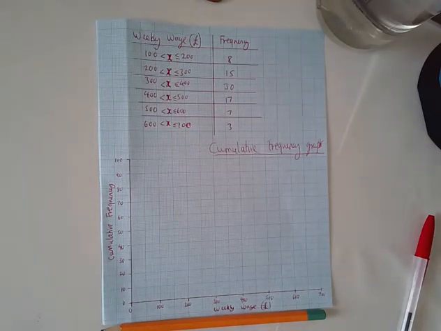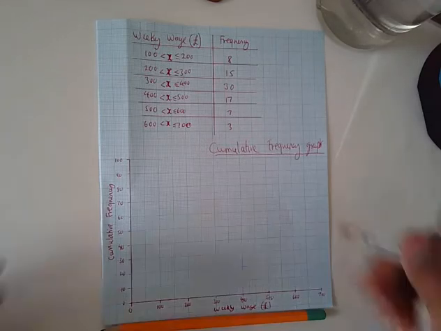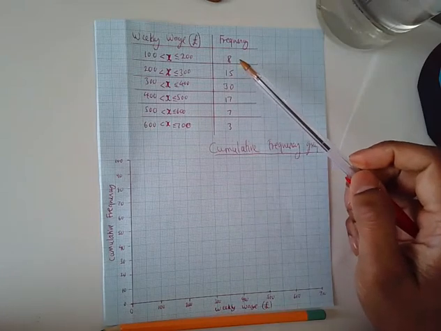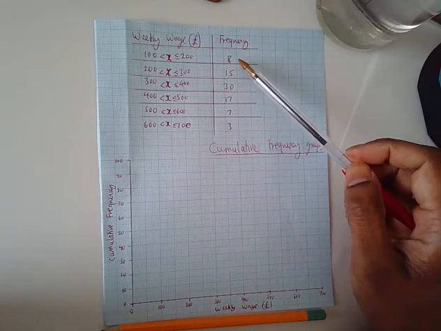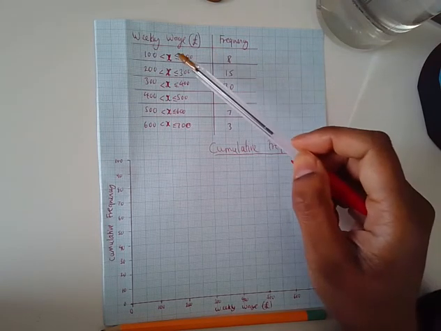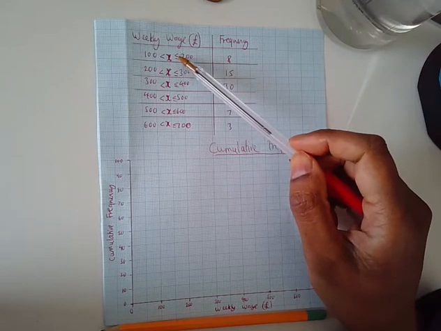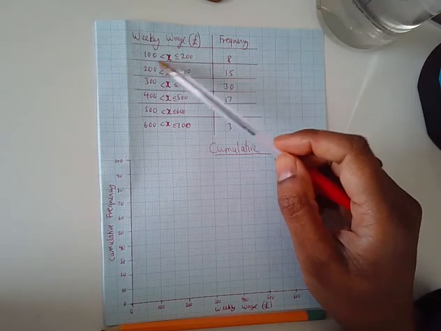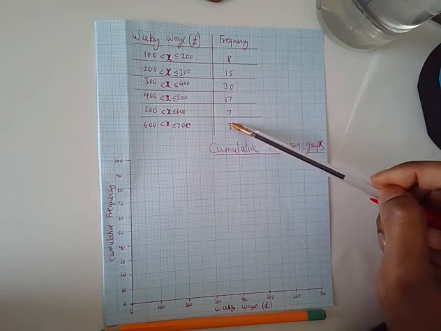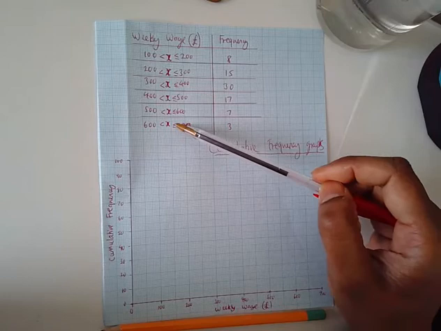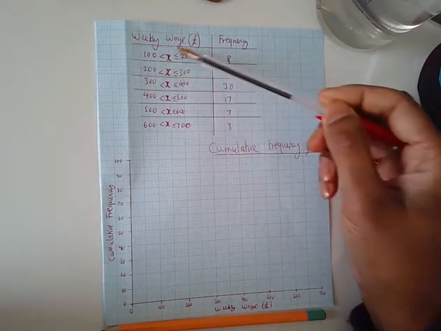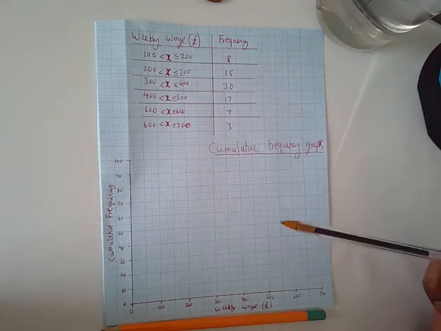I'm going to show you cumulative frequency graphs. Here's some information about weekly wages of different people in a company. We have 8 people that have a weekly wage less than or equal to £200 but bigger than £100. So here, for example, 3 people have got a weekly wage less than or equal to £700 but greater than £600. So we have different categories of wages here.